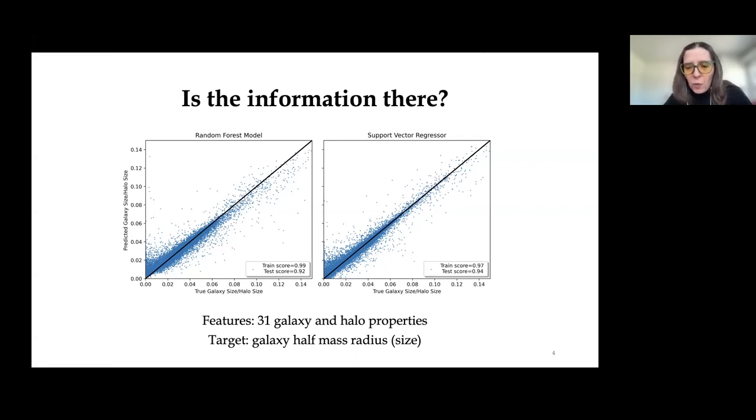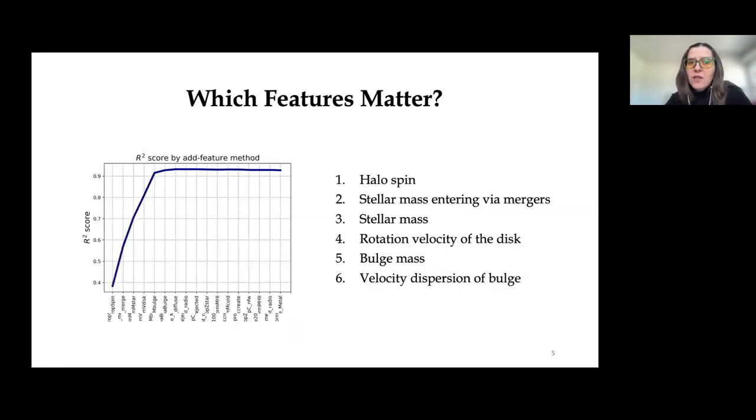So with these two machine learning models, we are encouraged that the information is there and that we can move forward to search for the physical model. And so as the next step, we ask what is the minimum amount of features that contribute to the predictions, and if there is such a core set of features that provide a good enough prediction.